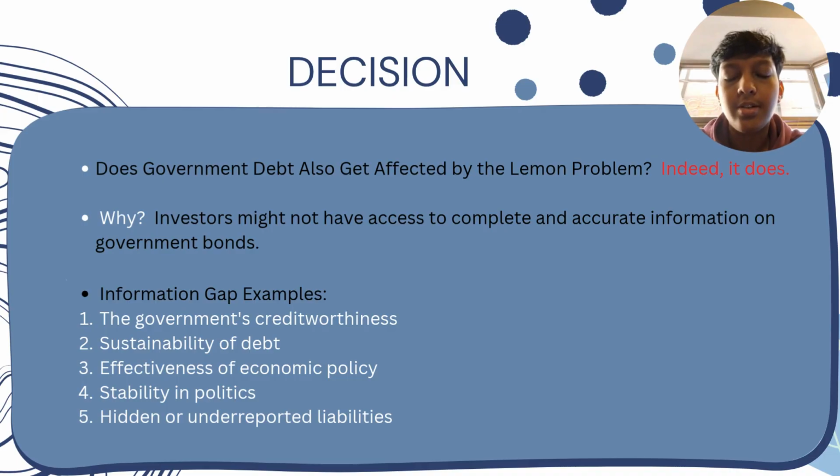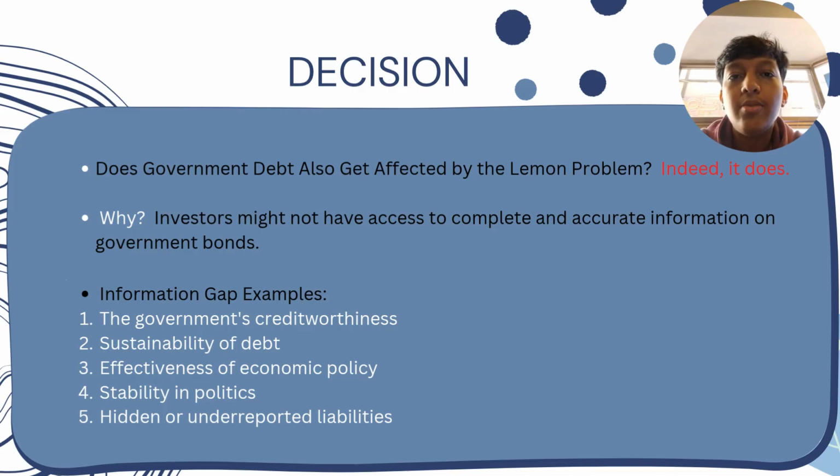Now, moving on to the discussion. Does government debt, like corporate debt, get affected by the lemon problem? Yes, it does. Why? Because, similar to corporate debt, investors in government debt may not always have complete and accurate access to relevant information on government bonds. These include gaps in information such as the government's creditworthiness, the sustainability of said debt, the effectiveness of the specific government's economic policy, the country's political stability, and hidden, unreported, misreported, underreported, or misrepresented liabilities.